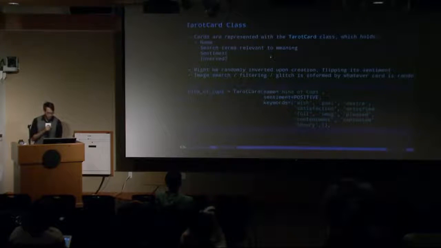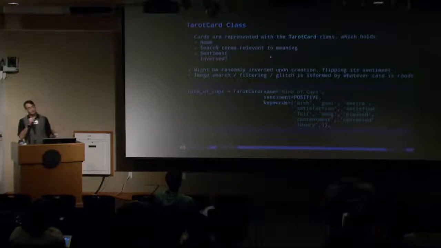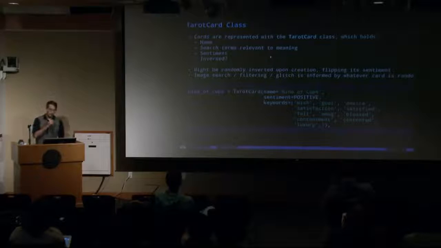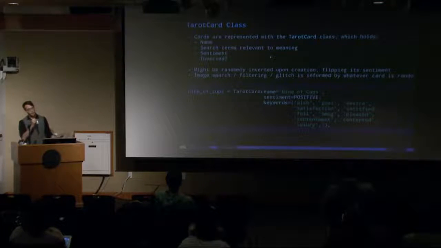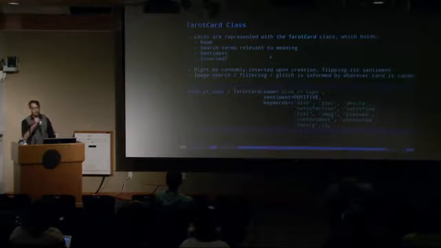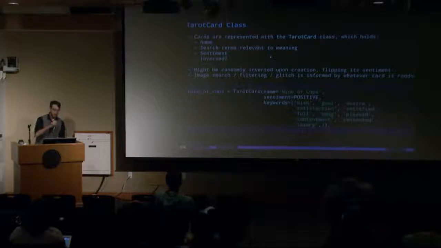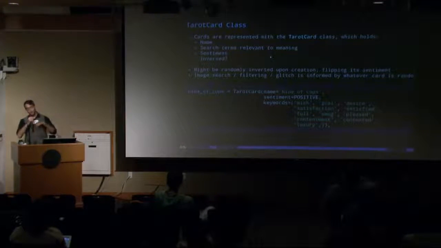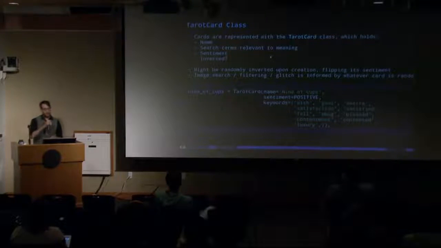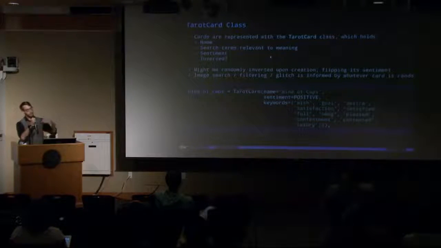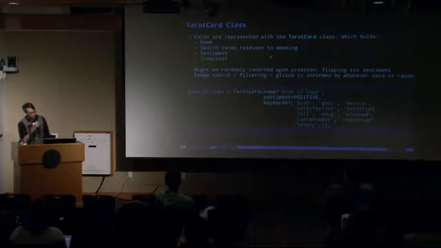So this all starts with a class in Python, the tarot card class. And the class tracks the name of a card, a list of search terms that are relevant to its meaning. Me and a glass of whiskey sat and typed up all 78 cards, researched each one, read all the meanings for each card, extracted keywords, made a list. Then I manually went and, given those meanings, assigned a positive, neutral, or negative sentiment to each one.